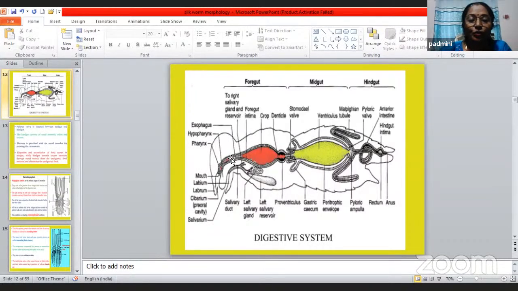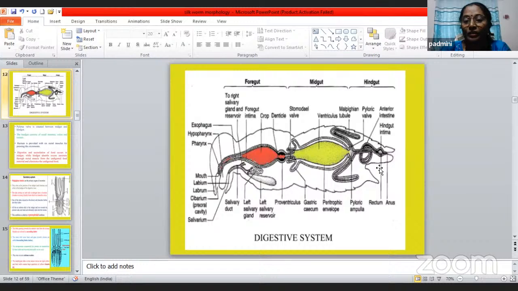The pharynx opens into an esophagus, and the esophagus opens into a larger gut, or the crop region. This is the foregut, and the foregut opens into a larger, wider midgut, the middle part of the stomach. The midgut opens into the posterior hindgut, and this hindgut opens into the anterior intestine.